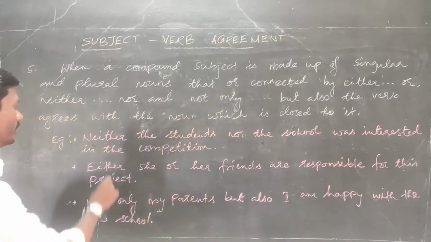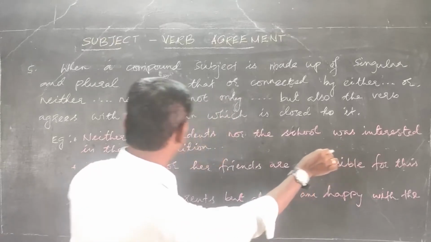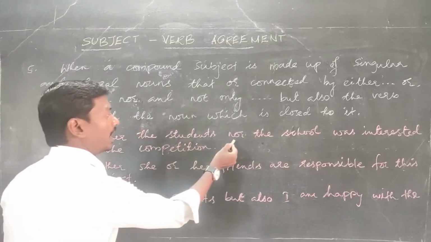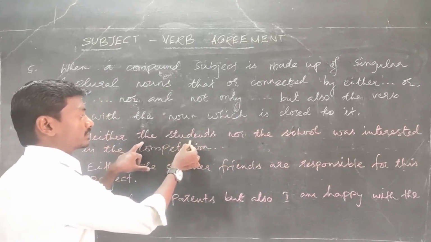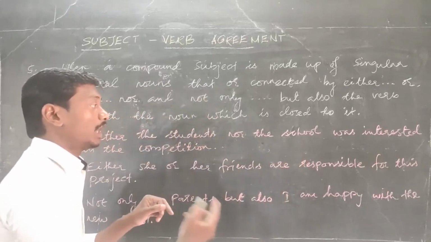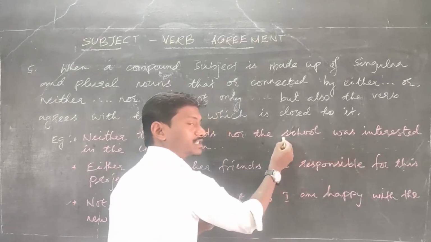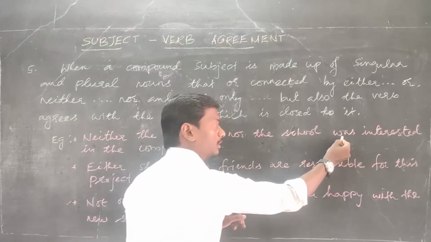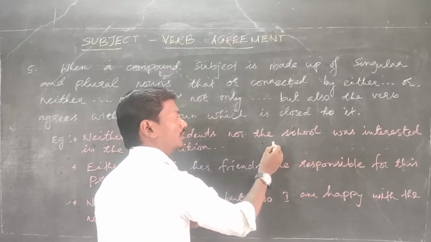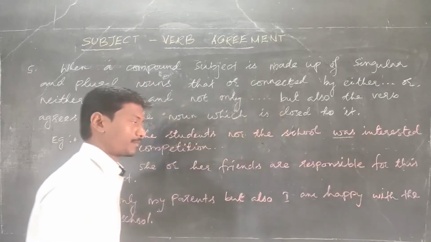First example, neither the students nor the school was interested in the competition. Neither nor. The students, first noun. The school, second noun. According to the second noun, we have to write the verb. If it is singular, we write a singular verb. If it is plural, we write a plural verb. So the school is singular, so we have written here was, a singular verb.